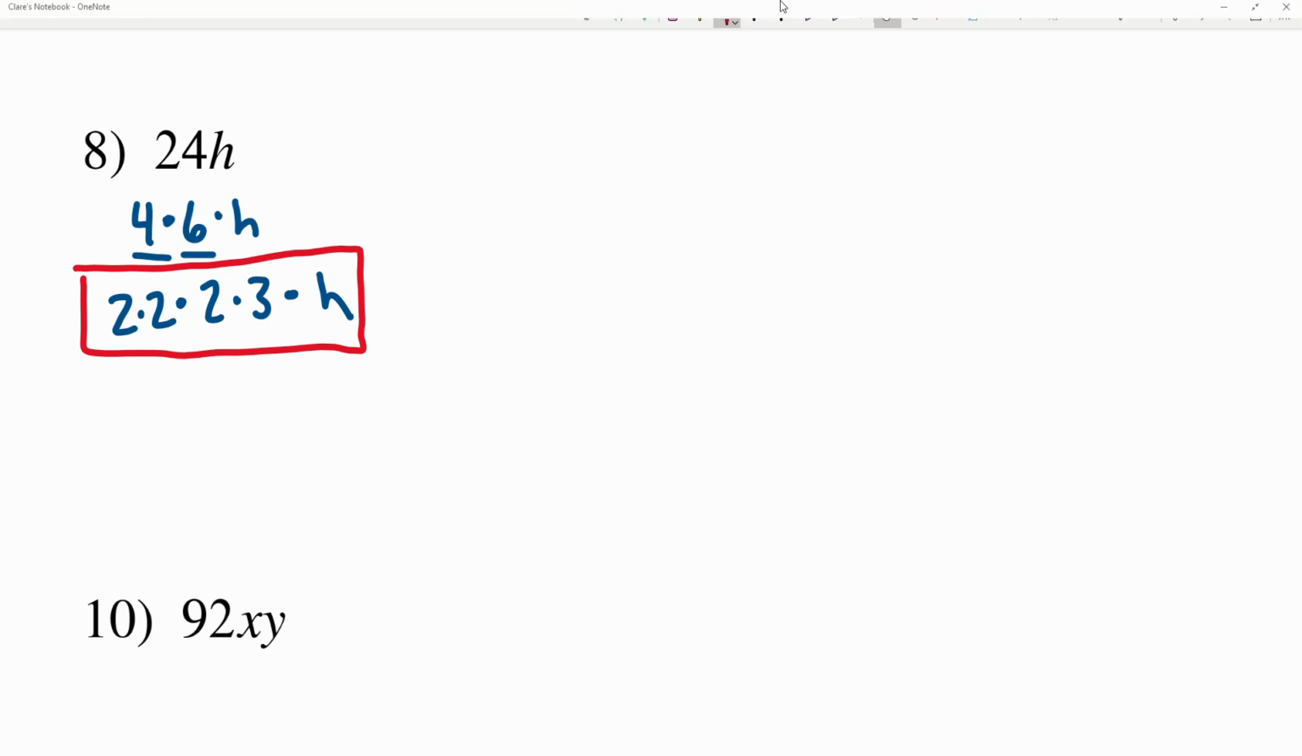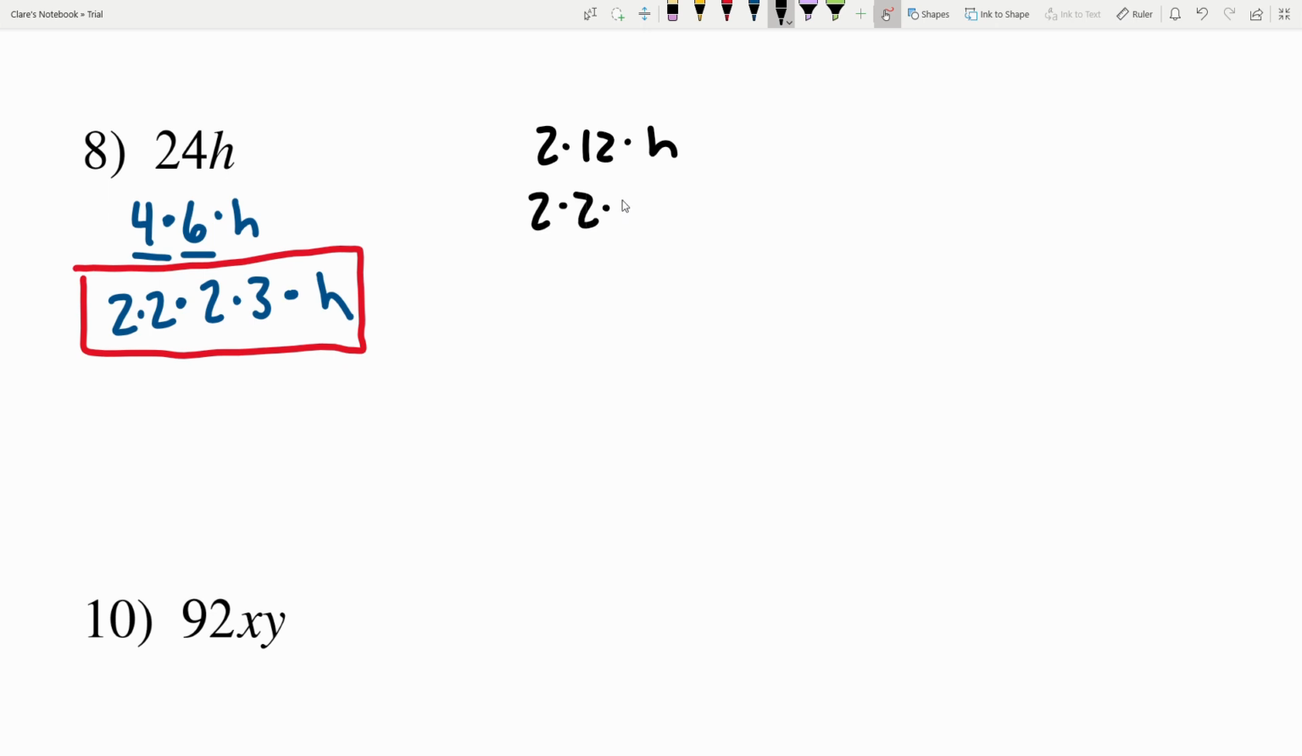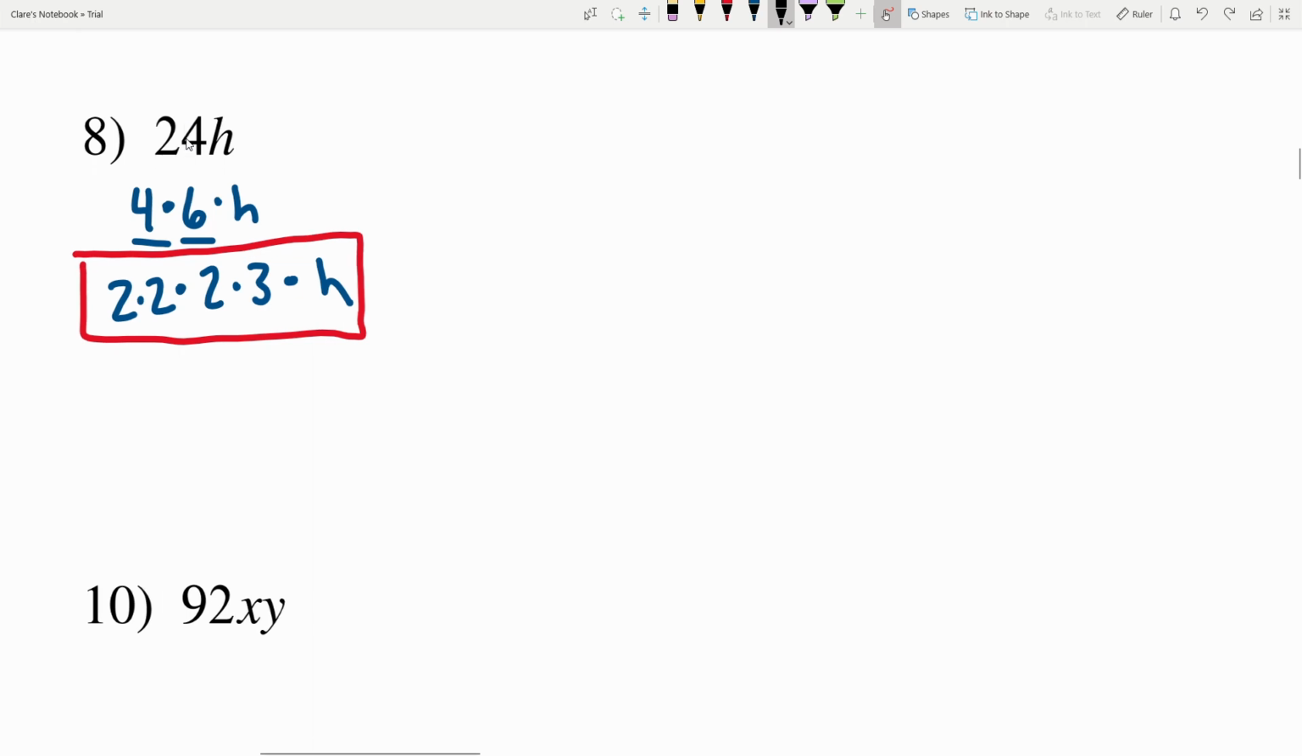Again, I could have broken this up as 2 times 12 times h, and then broken 12 up as 2 times 6 times h, and then broken the 6 up as 2 times 3 times h. But sometimes it's easier just to find those closer numbers that divide 24 and then break those prime factorizations up. Either way gives you the same solution.